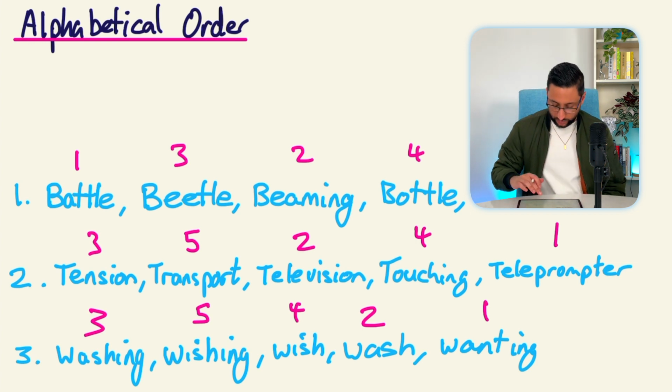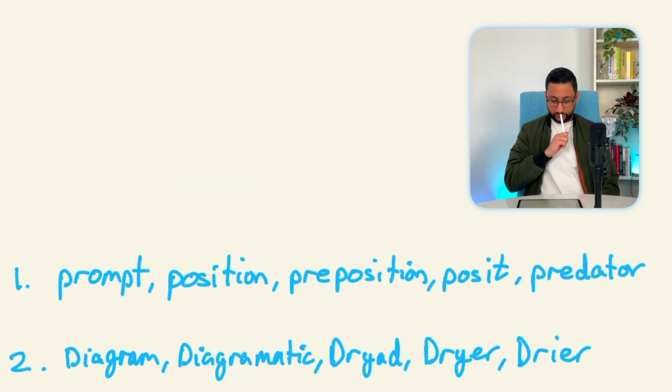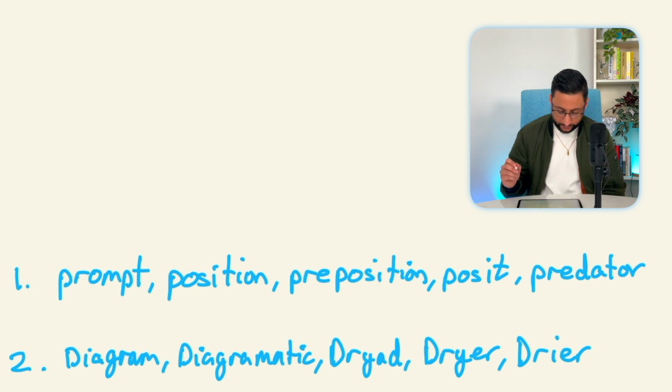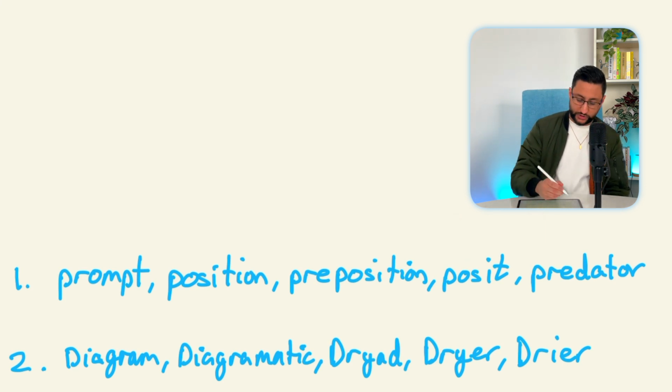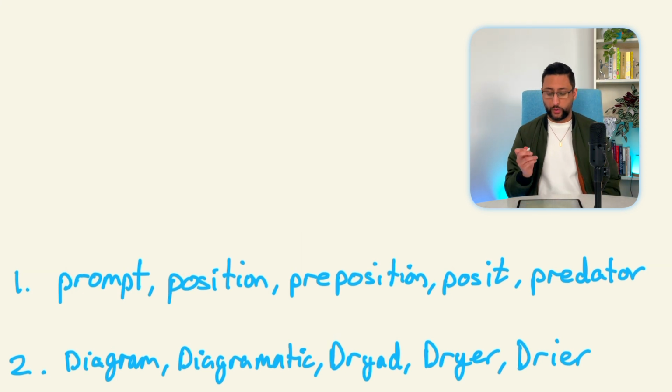Let's move on to the next 3 examples. We have words that begin with P. Prompt, position, preposition, posit, and predator. Position number 2, we have R, O, and R. We know that O comes before R. And now there are 2 words where O is the second letter, and 3 words where R is the second letter. So I'm going to start with O.